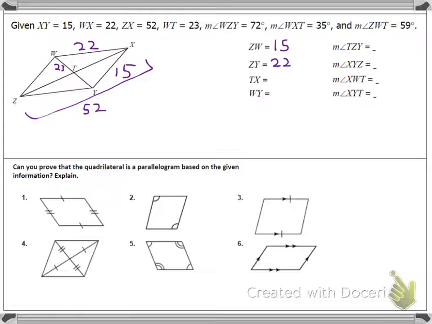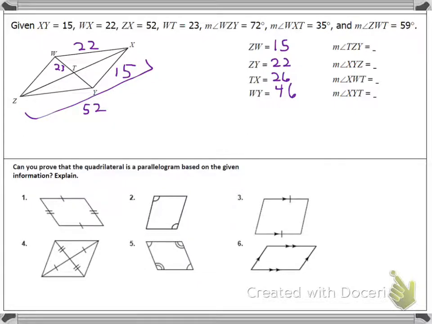TX is the distance from that center I have to here. Now I know the whole length is 52, since the diagonals bisect each other, this would be half of it, so 26, because it's 26, 26. And last, WY, which is the other full diagonal, if part of it's 23, they bisect each other, I double it and I have 46. So that takes care of all the segments, the sides that I'm looking at.